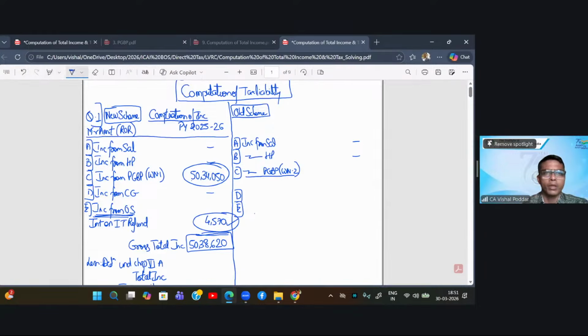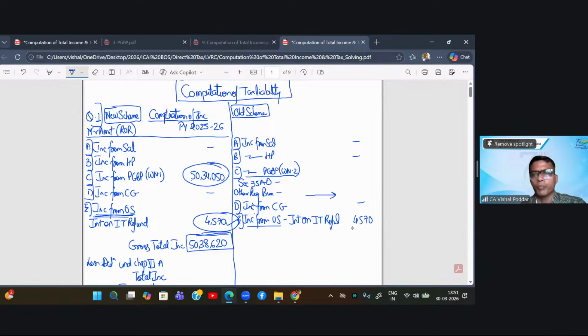The two parts are, from the perspective of the old regime, you have one section 35 AD, that is warehousing, which is treated as a special business, and then you have other regular business. So there will be a slight change in my workings, and there will be two items which will account for the business head income. Then I'll have capital gains, which will be nil. I'll have other sources, which will be the same. It will include the interest on IT refund. There is no change in this also.